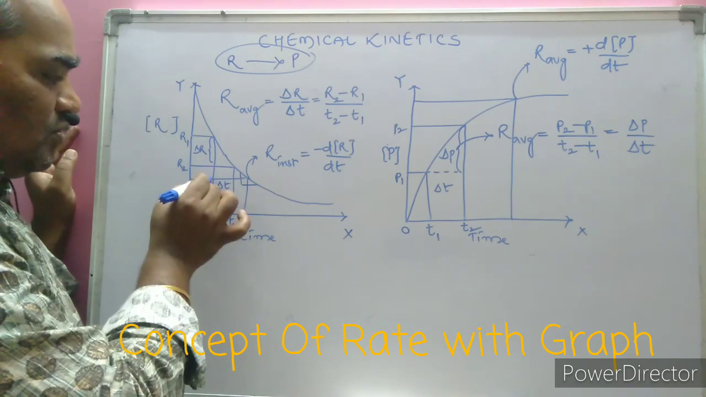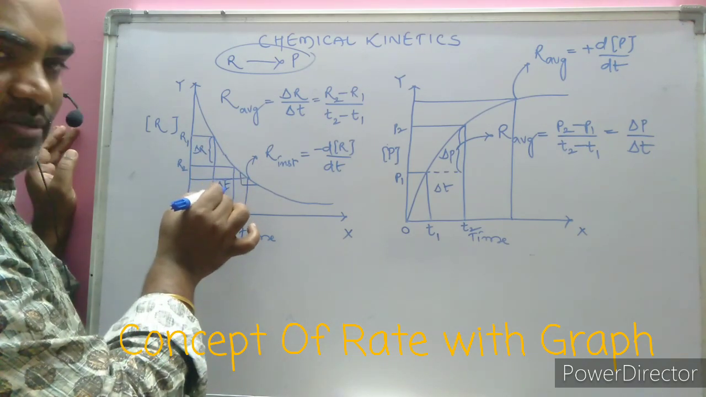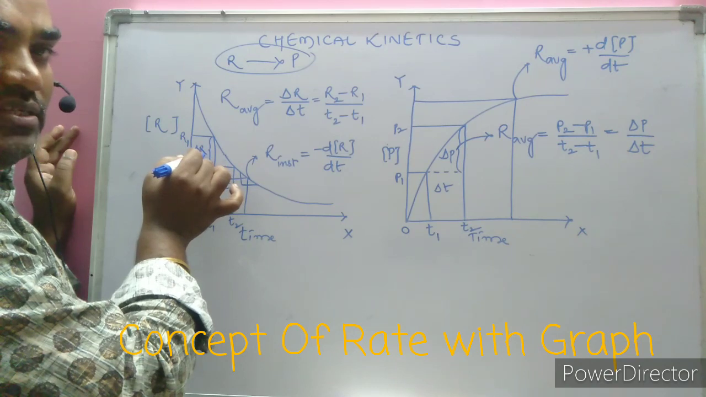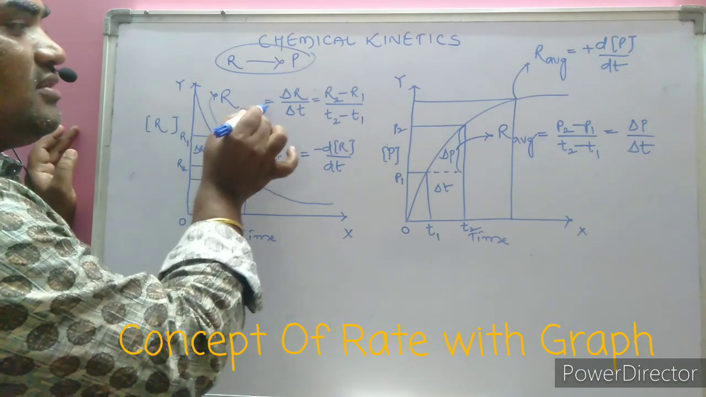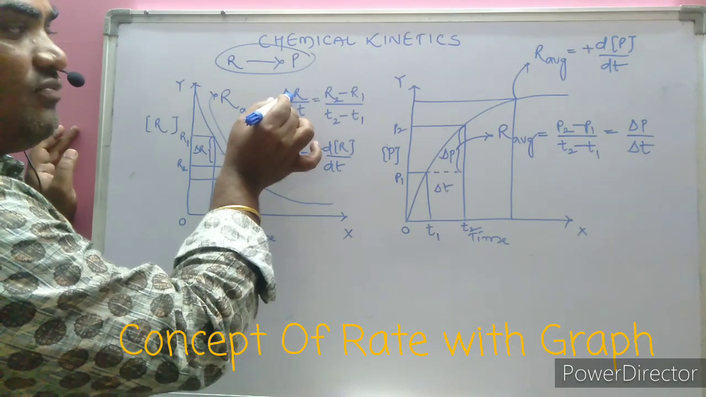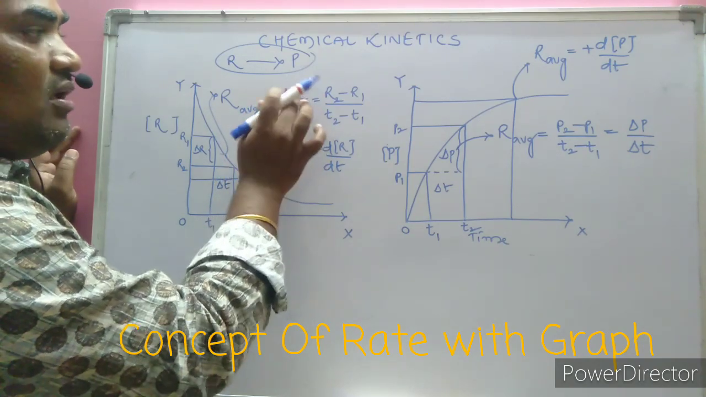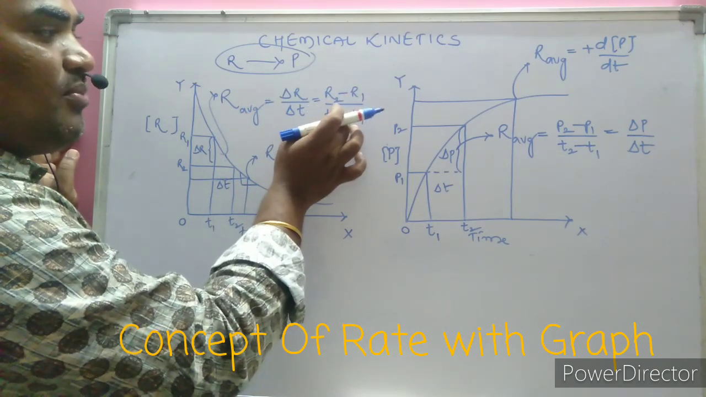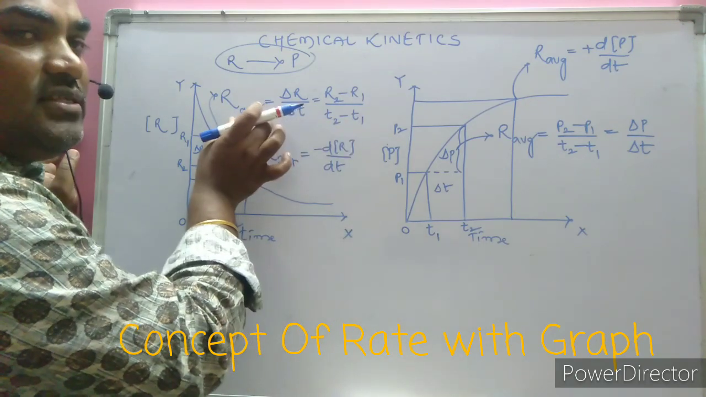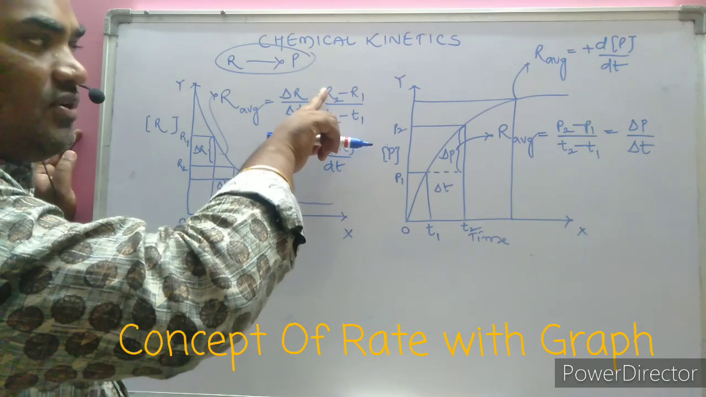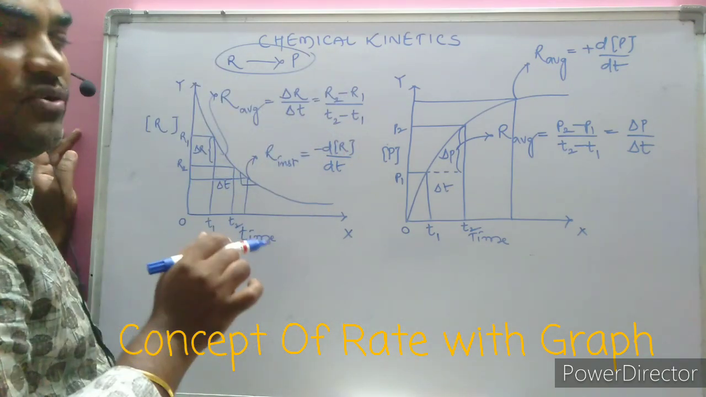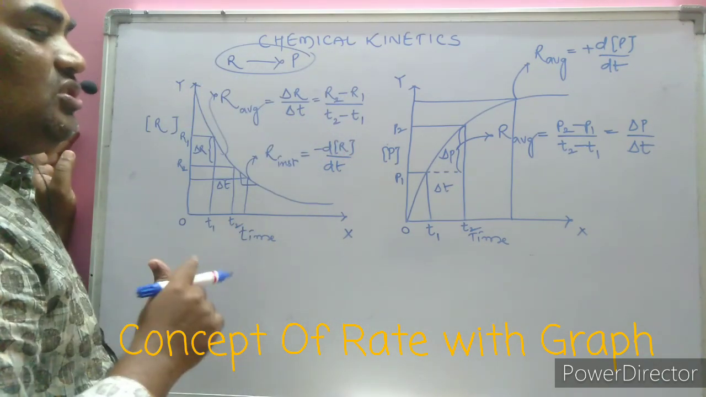Then if I take the average value between them, the change in time is delta T, and the change in concentration is delta R. If I want to calculate the average rate, it is equal to the change in the concentration of the reactants by the change in time, that is R2 minus R1 by T2 minus T1. This is the average rate. That means final concentration of the reactants minus initial concentration by final time minus initial time.